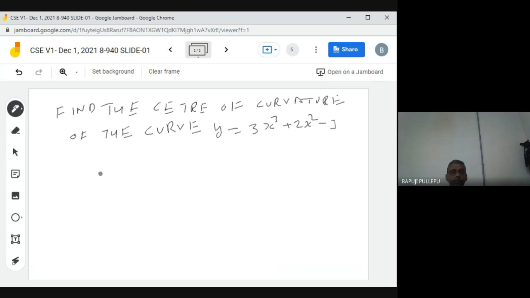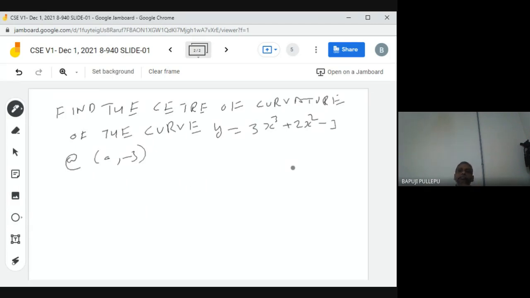The point is 0 comma minus 3. Correct? See, for the given y, you have to find the curvature. So what is the formula for the center? x bar is equal to x minus y1 into (1 plus y1 square) by y2. Then y bar is equal to y plus (1 plus y1 square) by y2.